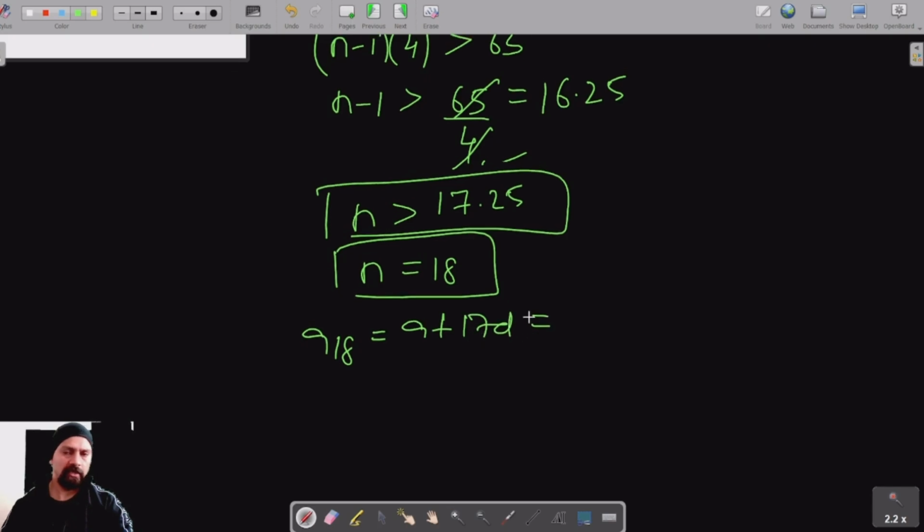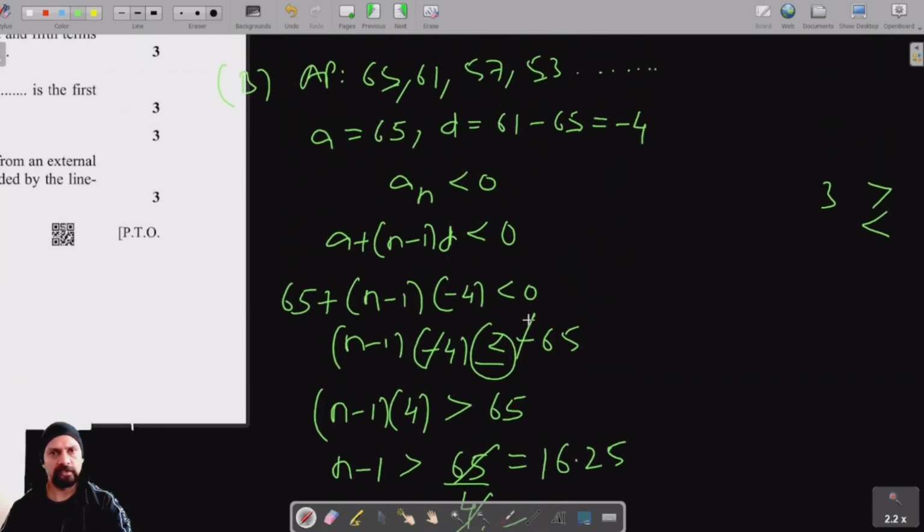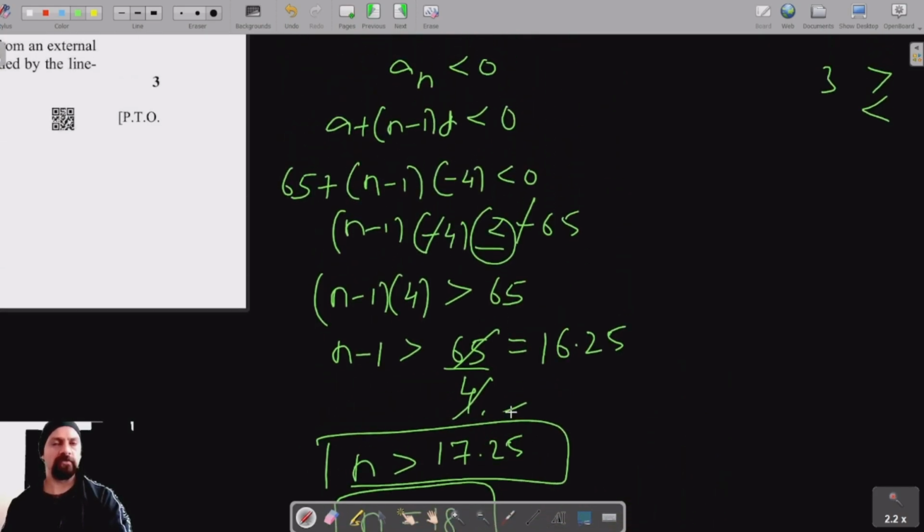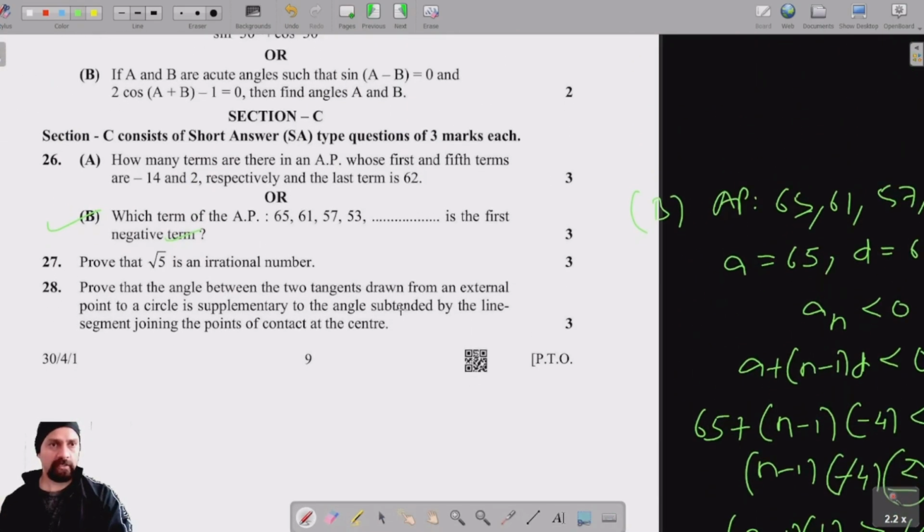So the 18th term is a plus 17d, a is 65 plus 17 into negative 4. So this is 65 minus 68, which is negative 3. So negative 3 is the first negative term. And this solves our question number 26.